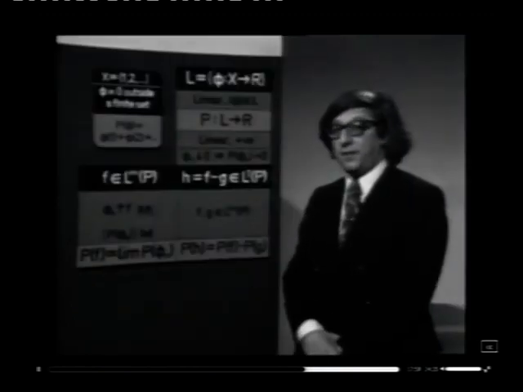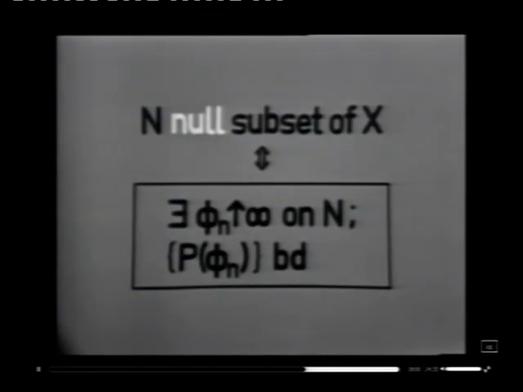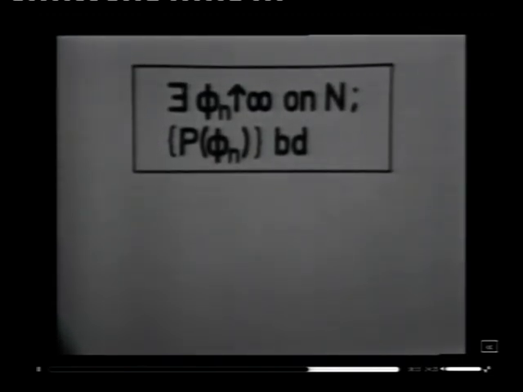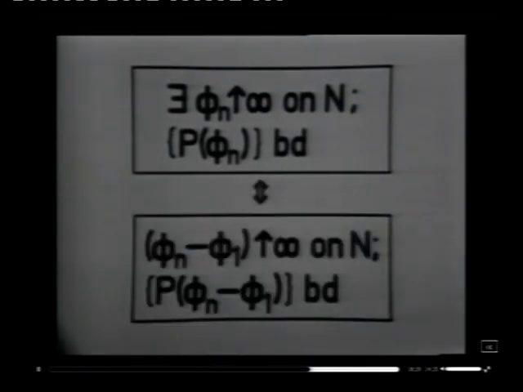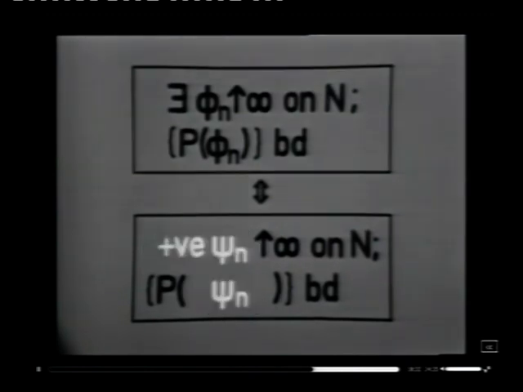Well, remember the definition. First note that we can always take the phi n's in the definition to be positive. The reason for this is quite simple. If a sequence phi n characterizes a null set N, then so does the sequence phi n minus phi 1. And each term of this sequence is positive because the phi n's are increasing. So we can take positive sequences in our definition of a null set.